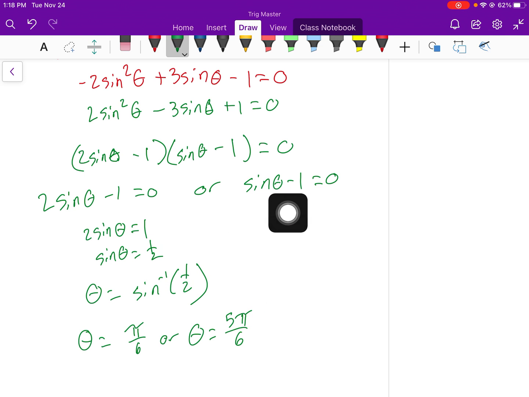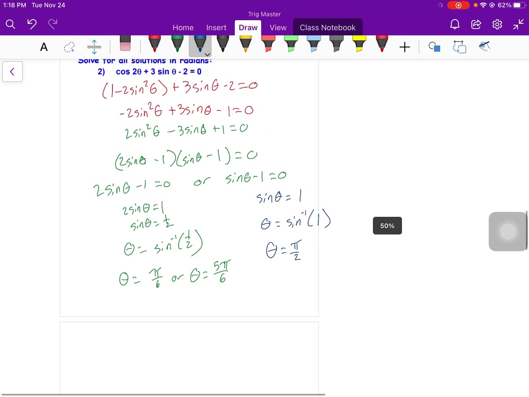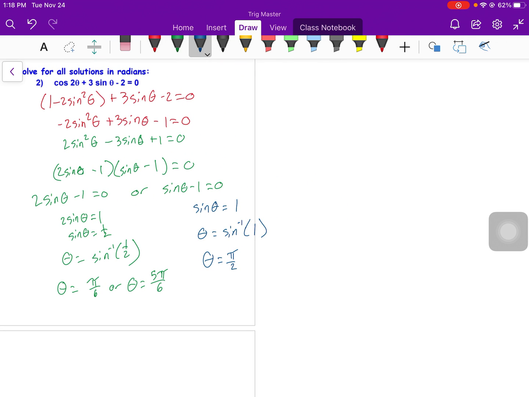I'm going to have to come back to this one, but I want to find my values for this thing first. So add 1 to both sides. Sine of theta equals 1. So theta equals sine inverse of 1. Sine inverse of 1. The only time that sine of theta is equal to 1 is at pi over 2. That's the only time. The question said find all solutions.